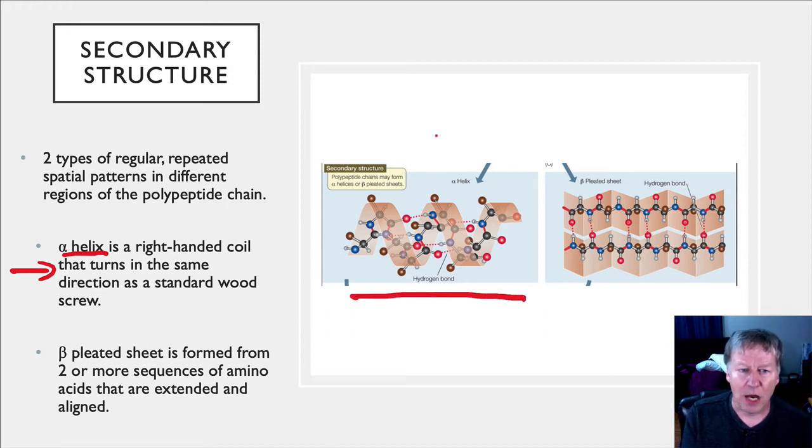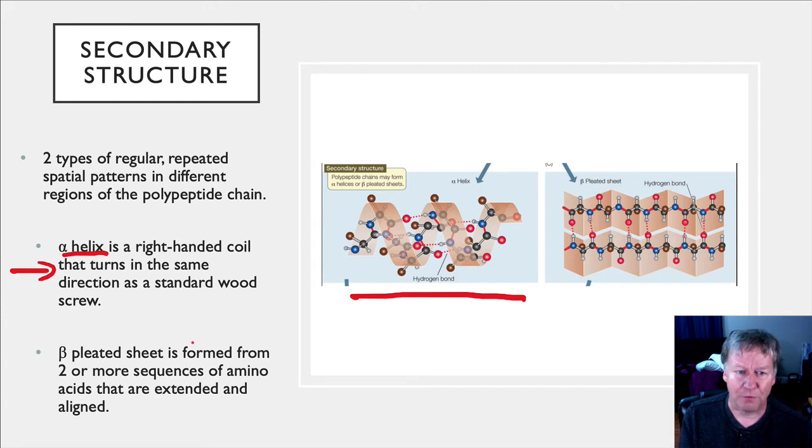Alpha helixes are not the entire length of the polypeptide. They are a short section of it that forms this helix shape. And the helix shape is held together generally by hydrogen bonds between different portions of the R groups.